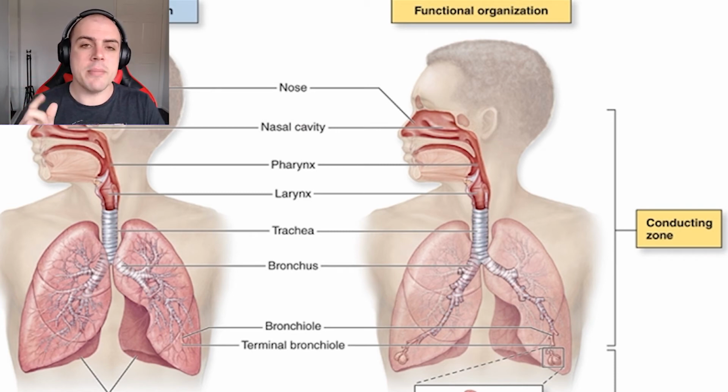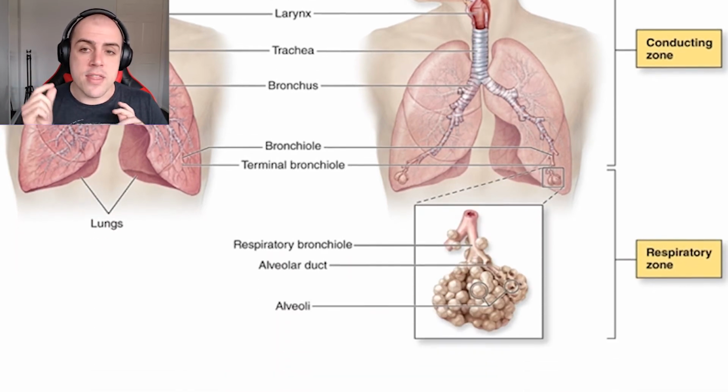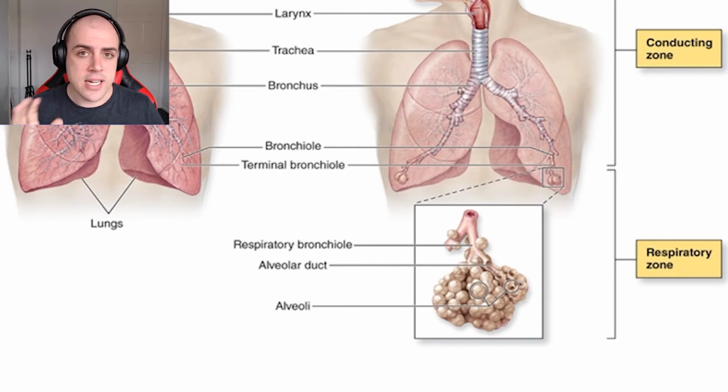However, when we are talking about the respiratory zone, that is where we see the movement of oxygen into the blood and the movement of carbon dioxide out of the blood. So you'll notice in the conducting zone, I refer to it as air because it is moving air in and air out, because there are multiple things in air.